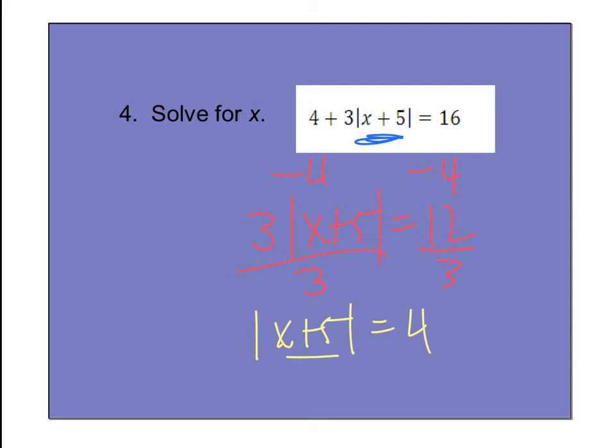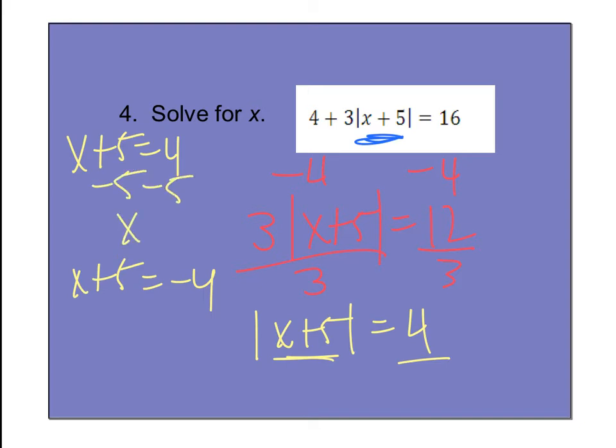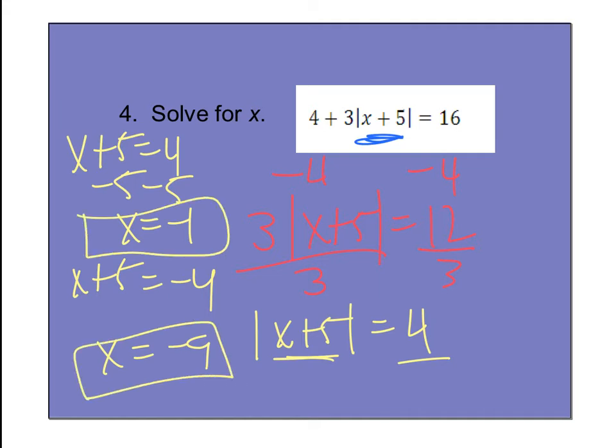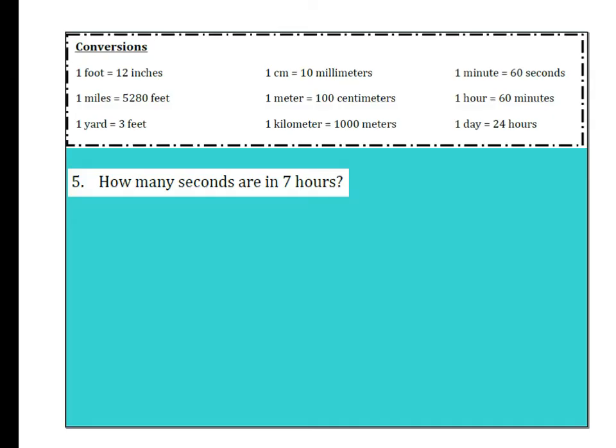So now, here I'm fine. Absolute value equals a number, so x plus 5 equals 4. X plus 5 equals negative 4. So subtract 5, x equals negative 1, x equals negative 9. There's my answer, negative 1 and negative 9. So those are going to be what I can put in there. So let's talk a little bit about conversions here.